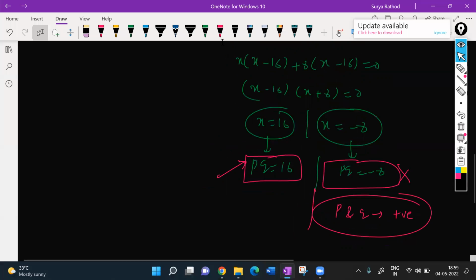Children, understood or not? Any doubt? Yes, sir. Sir, can you give me access to unmute? I'm getting a notification that the host is not allowing. Aditi ji, I never do that. I allow everyone to talk. I never make it like that.